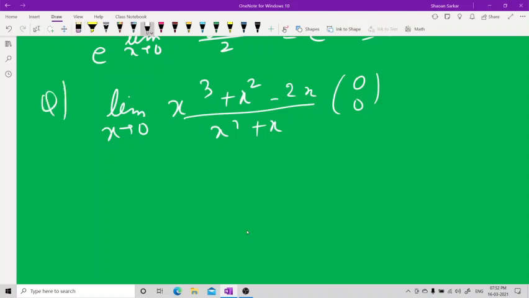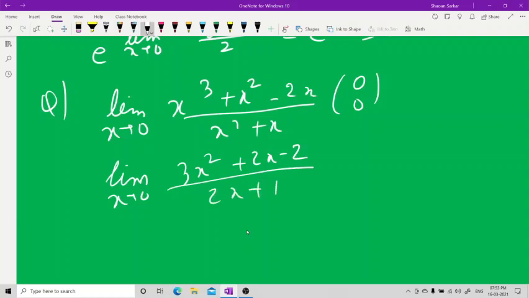Now use L'Hopital rule. This is 3x square plus 2x minus 2 upon 2x plus 1. Now put 0. This will give you minus 2 upon 1. The answer is minus 2.